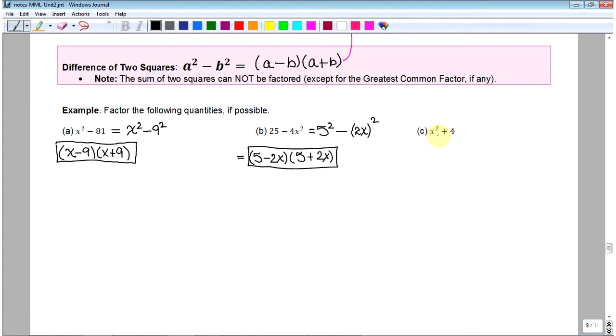Okay, for part C, we have x squared plus 4. Well, there is no greatest common factor between x squared and 4. So the question is, can we factor this? And the answer is no. This is a plus, so we cannot apply our difference of two squares formula. And so since it cannot be factored, we would say that this is prime.